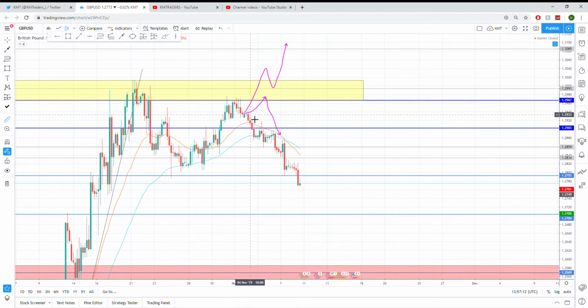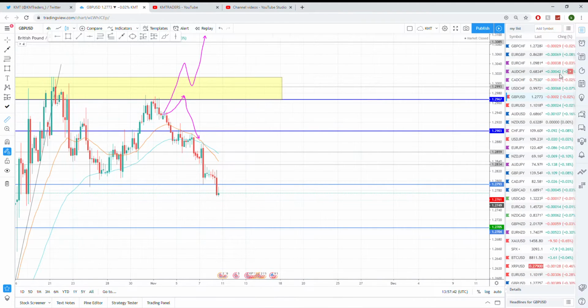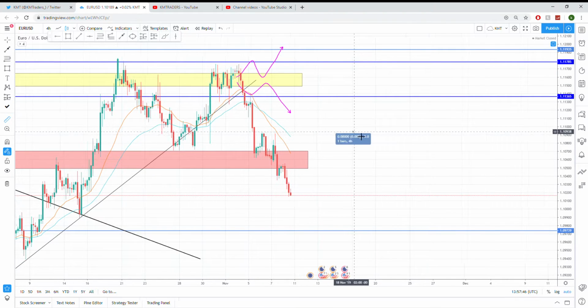So now that we have our bias, we needed to find an opportunity to get in, and as we can see here, we had that firm rejection of our weekly key level, and that's at 1.2903. So that was possibly the best entry point that we could get into with this analysis. Approximately, that was roughly 130 pips if you took that key level trade there.